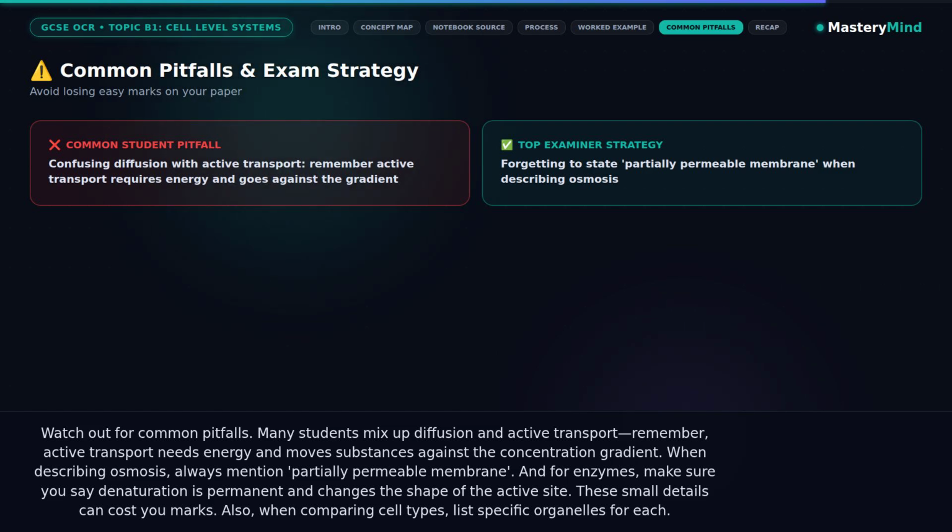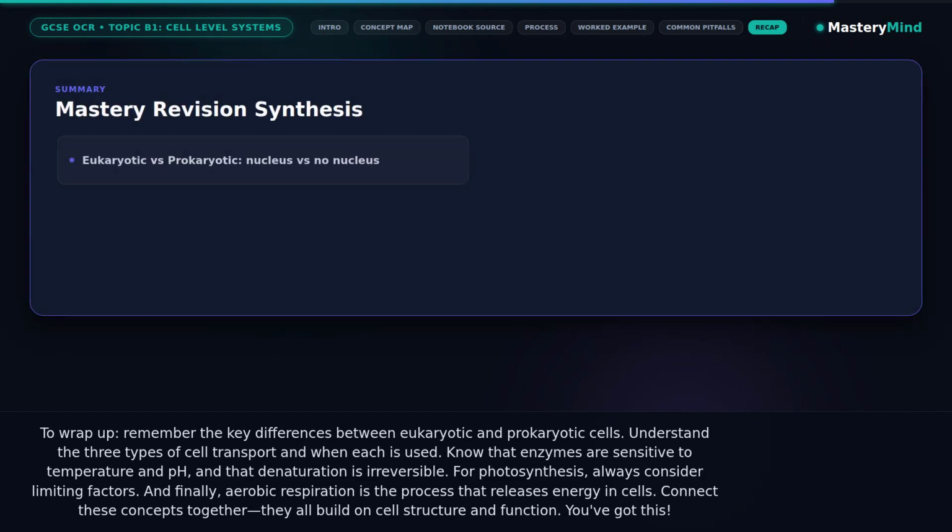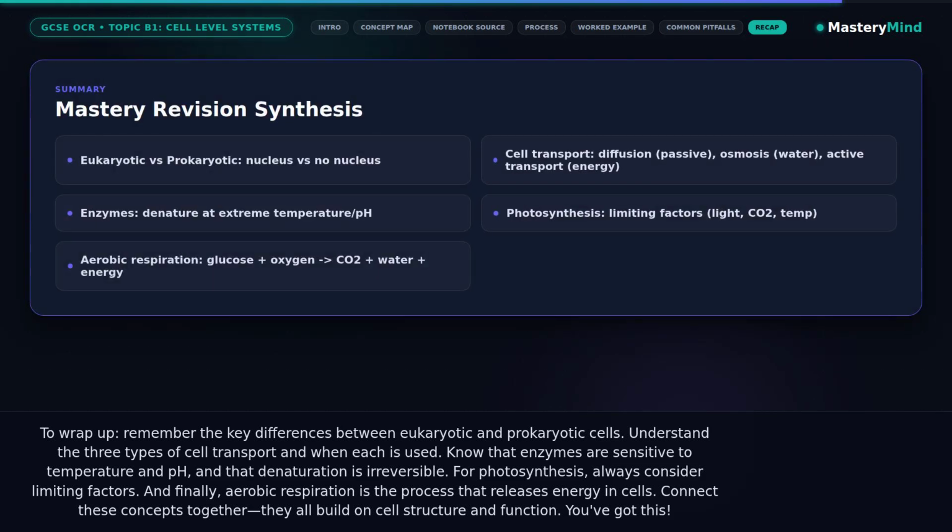To wrap up, remember the key differences between eukaryotic and prokaryotic cells. Understand the three types of cell transport and when each is used. Know that enzymes are sensitive to temperature and pH, and that denaturation is irreversible. For photosynthesis, always consider limiting factors. And finally, aerobic respiration is the process that releases energy in cells. Connect these concepts together, they all build on cell structure and function.